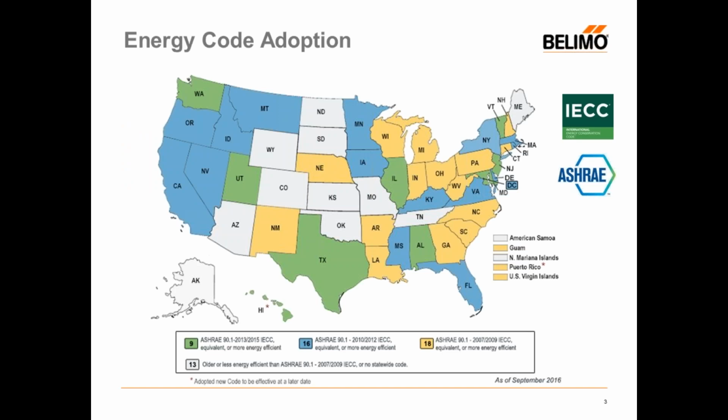Let's get started. This slide here represents the current state of the energy code adoption by the individual states. Side note, as of 2014, any federal building must comply with the current iteration of ASHRAE 90.1. Blue states have already adopted the economizer requirement for AHUs 54,000 BTUs and larger. Additionally, these states are required to have an integrated cooling mode of operation.